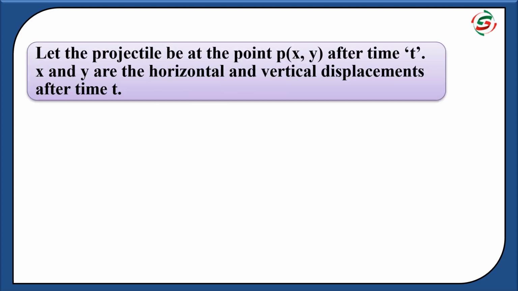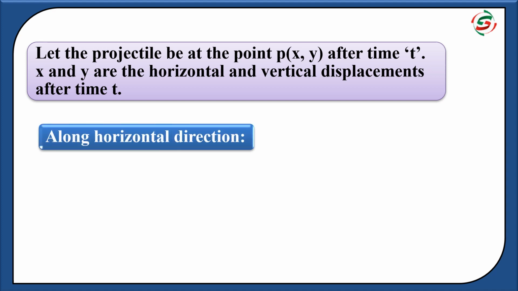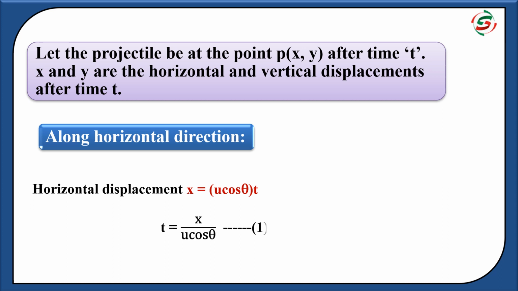Let the projectile be at the position P, with x, y coordinates after time t. x and y are the horizontal and vertical displacements after time t. Along the horizontal direction, horizontal displacement x is equal to u cos theta into t. There is no acceleration. It's speed into time. From there, I get t as x by u cos theta. This is equation 1.